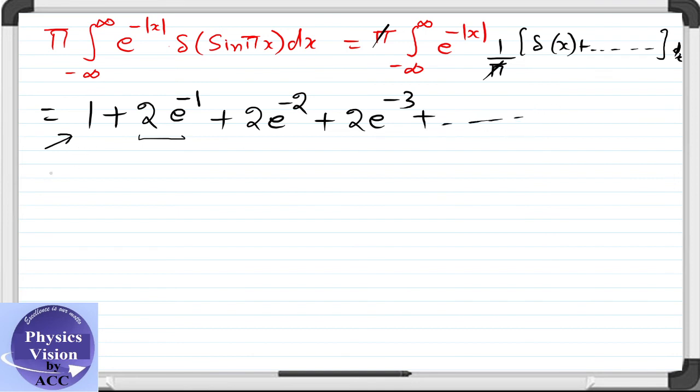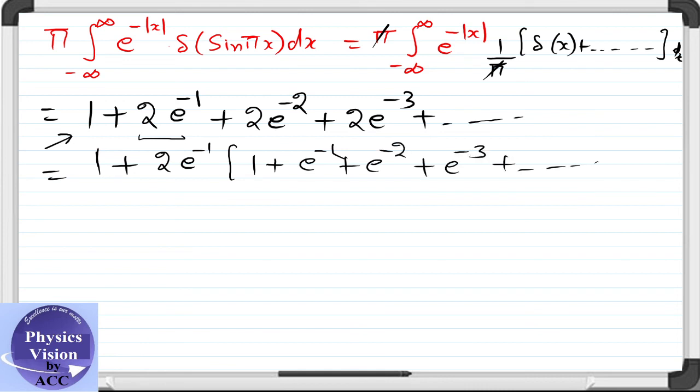The rest of the series can be solved using the GP series method. So this is 1 plus 2e inverse is common, and the rest of the terms are 1 plus e inverse plus e to the minus 2 plus e to the minus 3, up to infinity. Since 1 by e, that is e to the minus 1, is less than 1, the GP series up to infinity can be applied. So it gives you a upon 1 minus r.